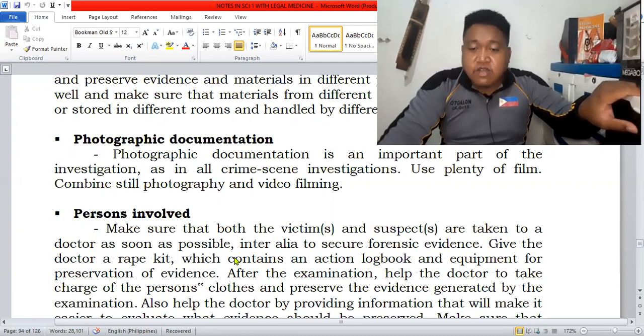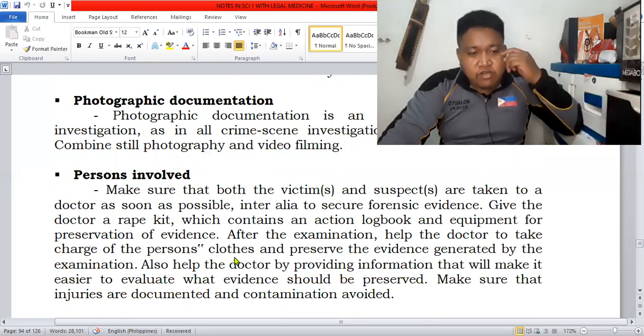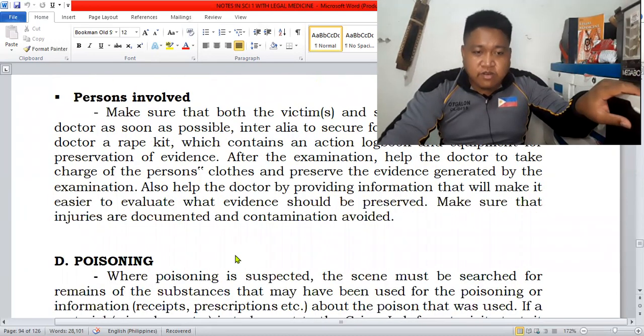After the examination, help the doctor to take charge of the person's clothes and preserve the evidence generated from the examination. Help the doctor by providing information that will make it easier to evaluate what evidence should be preserved. Make sure that injuries are documented and contamination avoided. So that is for sexual offenses like sexual harassment, rape, and the likes.